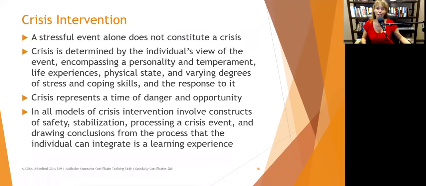So what triggered it? What triggered the event? What was the event? How did I respond to the event? How could I prevent something like this in the future? And if something like this happens in the future, what skills and tools have I realized that I have that I can use to deal with it?